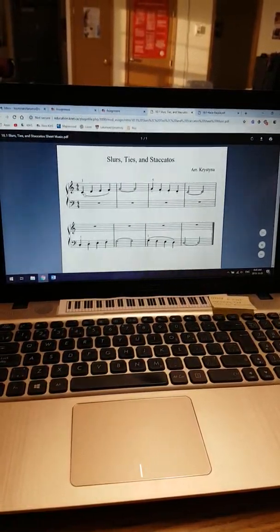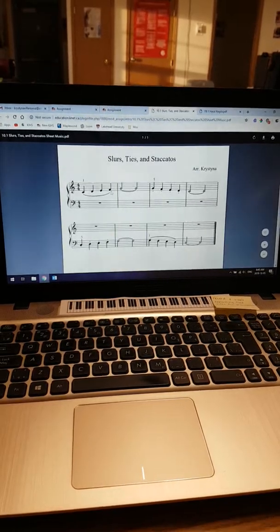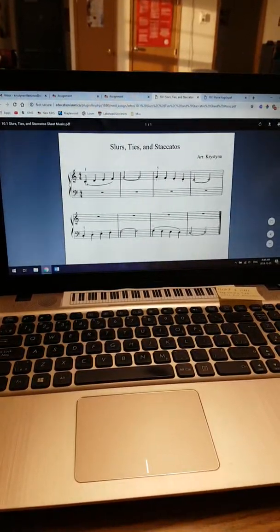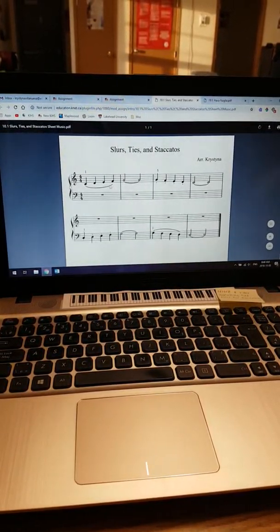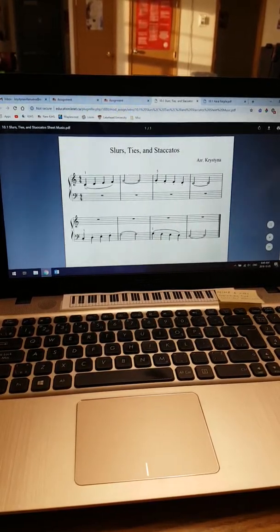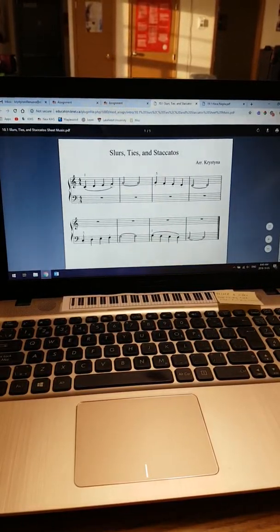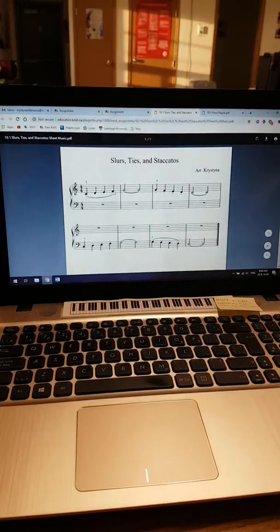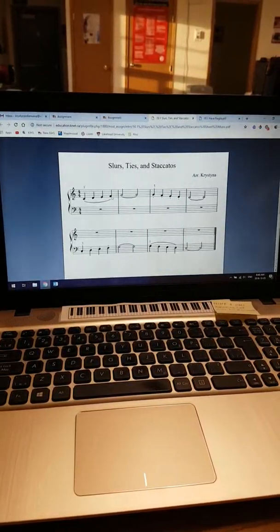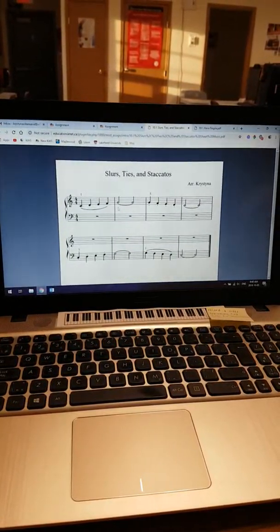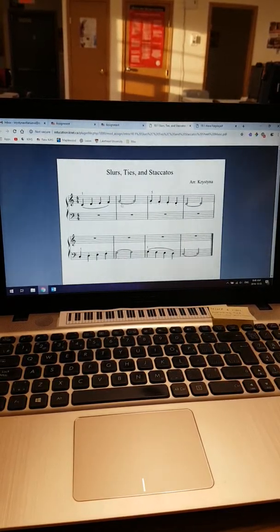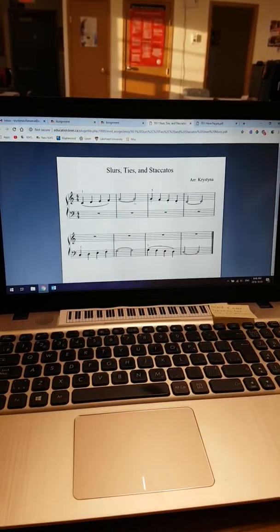So here we have a slur, and we know it's a slur because it is a curved sideways line that goes between different notes. So that's a slur, and you can read about what a slur is in lesson 10.1. This is a tie right here because it goes between the same notes.